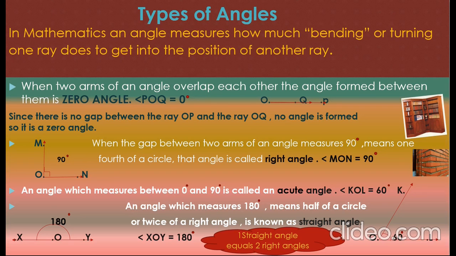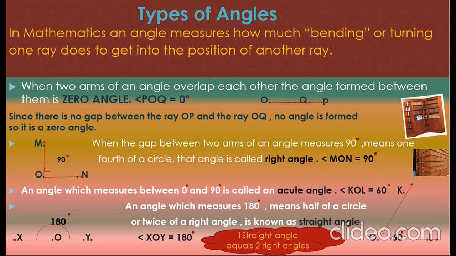Now see, when the gap between two arms of an angle measures 90 degrees, meaning half of the protractor or 1/4 of the circle, that angle is called a right angle. A right angle has a special symbol which you can understand by looking at the picture. It looks like a small square.